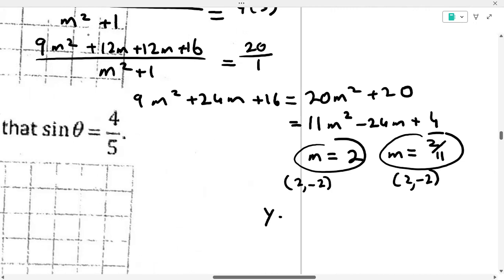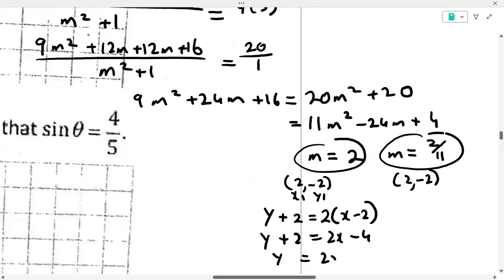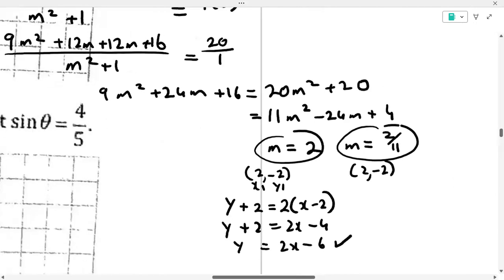So when I do my y minus y1, x1, y1, I end up with y plus 2 is equal to, now the slope here, m, x minus x1. Y plus 2 is equal to 2x minus 4. Y is equal to 2x minus 6. Now you can arrange that whatever way, but anyway, I've put it that way.